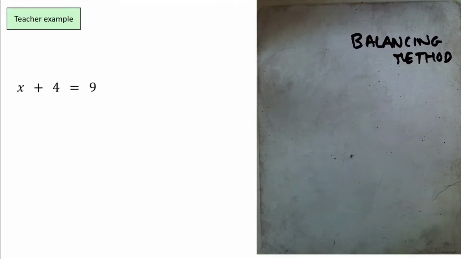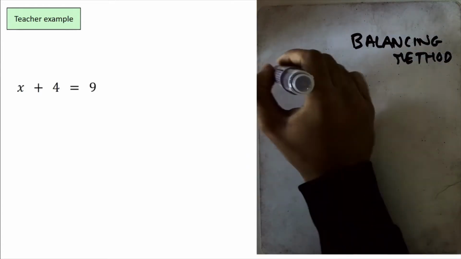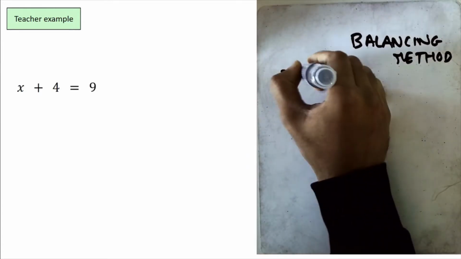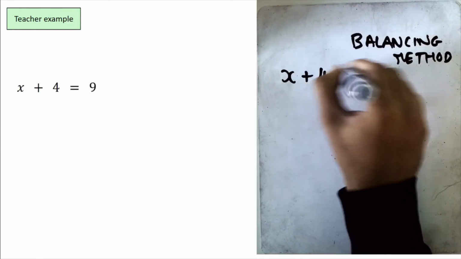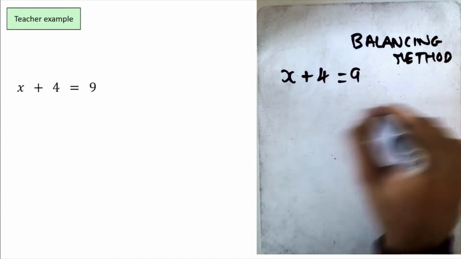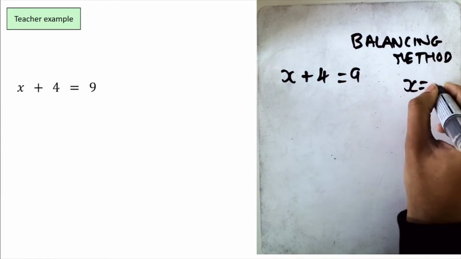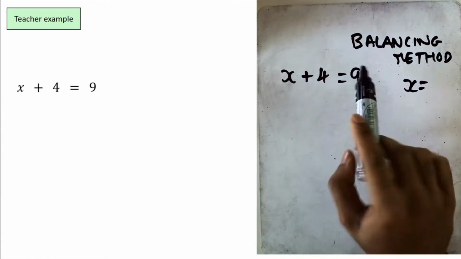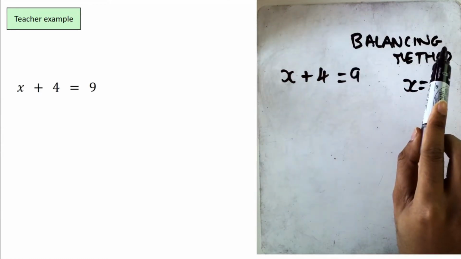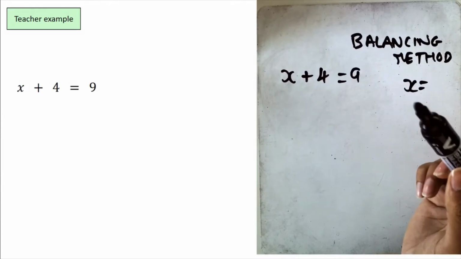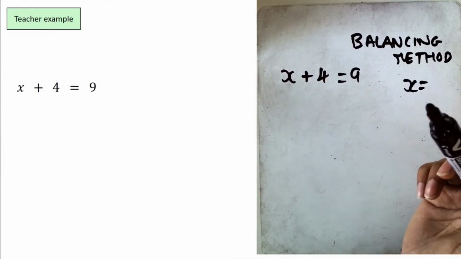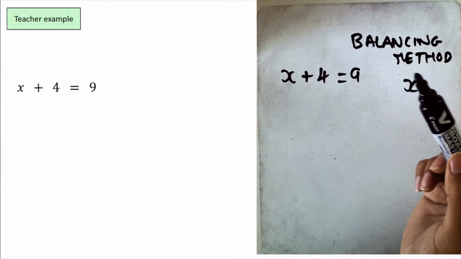So let's look at this one example over here. x plus 4 is equal to 9. How can we work out what x is equal to? Because that is what the end goal is. We want x and we want to get x alone. So we want something that says x is equal to something. Now we're going to be using a technique called the balancing method, and you'll understand why it's called the balancing method and how it's so important to remember that name, because it will help you a lot.